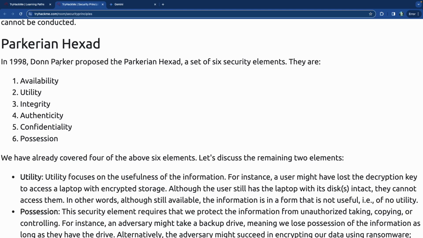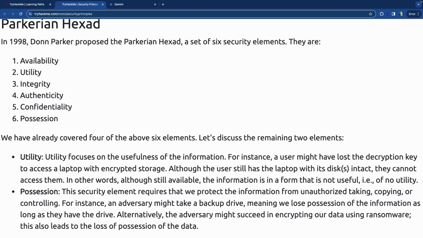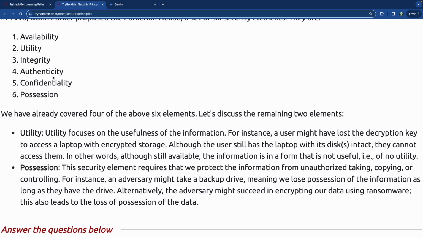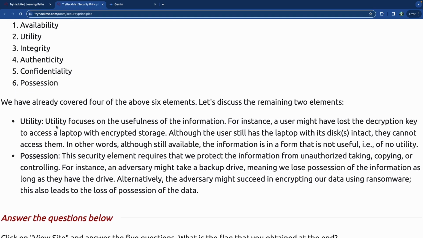In 1998, Donn Parker proposed the Parkerian Hexad, a set of 6 security elements. They are availability, utility, integrity, authenticity, confidentiality, and possession. We've already covered 4 of those elements: availability, integrity, authenticity, confidentiality. So let's talk about utility and possession. Utility focuses on the usefulness of the information.